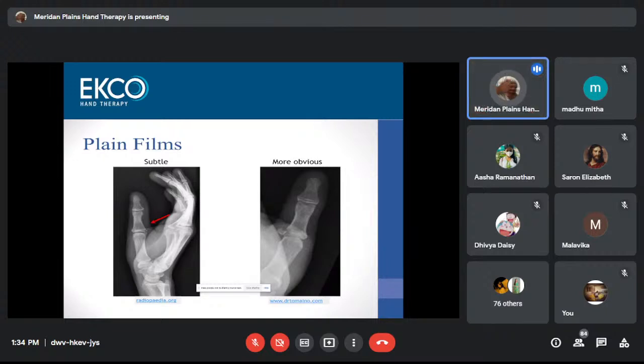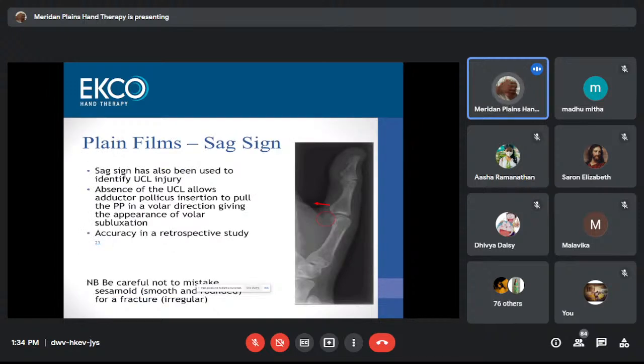And also, in plain films, we can see a SAG sign. The SAG sign has also been used to identify UCL injuries. Here we need to understand that the ulnar sesamoid bone also sometimes gives you a false positive of a SAG sign, but it's quite obvious. On top of this film, you're also doing a clinical examination so that you know how lax the joint is. You can come to a conclusion of ulnar collateral ligament injury.